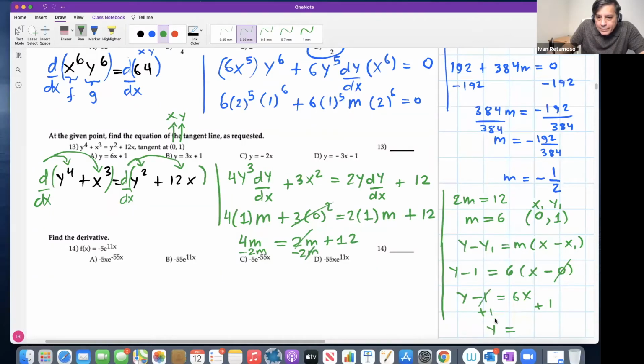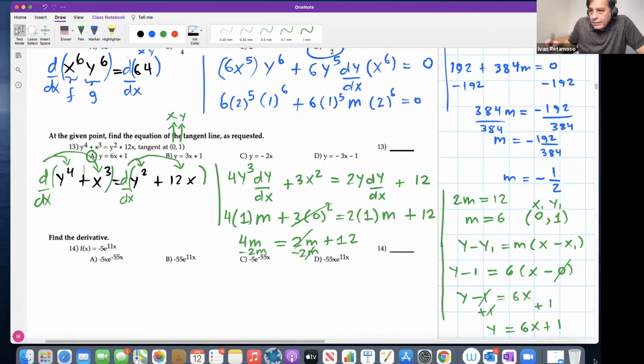Yeah, this disappears. 6x plus 1, right? 6x plus 1 is the equation of the tangent line. All right, guys. So the answer for 13 should be A, right? A. Yeah, very good. 6x plus 1. Great. Now let's talk about other forms, right?